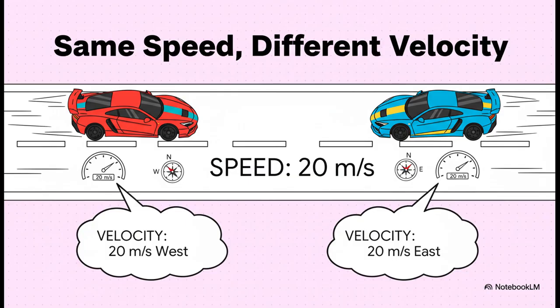Think about these two cars, right? They're both moving at a speed of 20 meters per second. But because they're headed in opposite directions, their velocities are totally different. Speed is what we call a scalar quantity. It's just a number. But velocity? That's a vector. It's got both the number and the direction. Getting that difference is a guaranteed point on your exam, so lock it in.